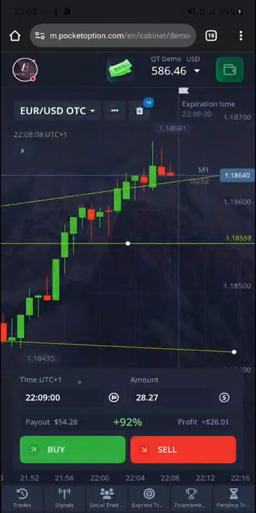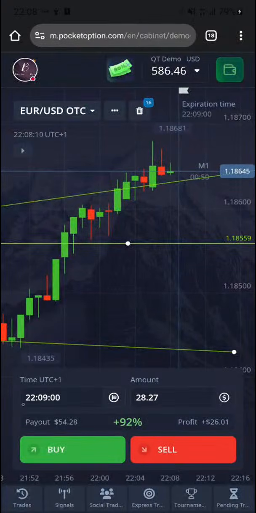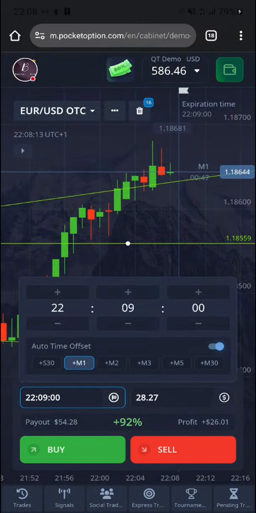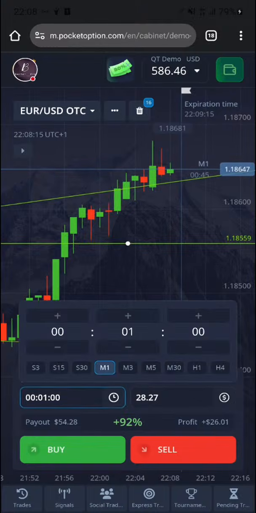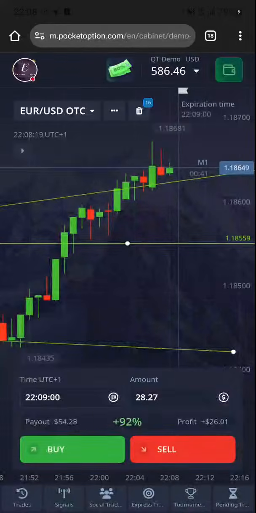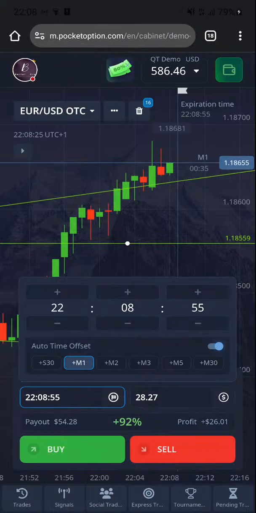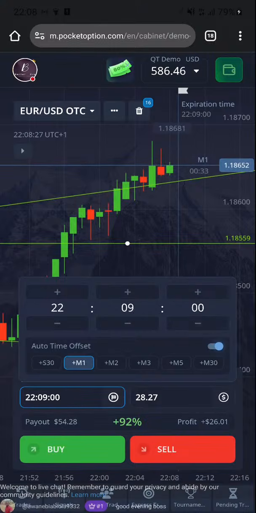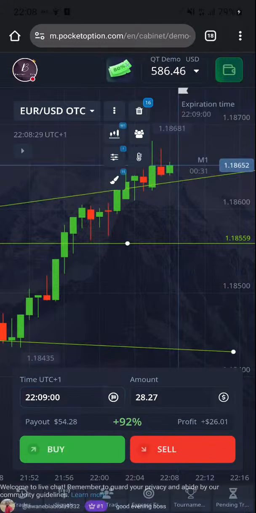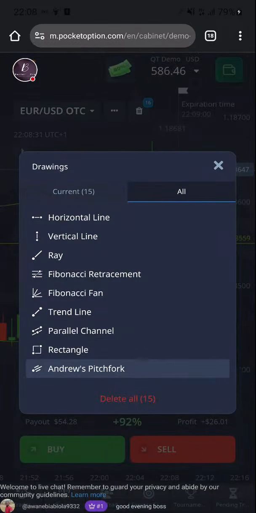So the next thing we need to do is to set this trade time thing here. Now this is a regular one. This is regular clock mode. We're going on M1, but we're going to switch to the flag mode here. And in the flag mode, we choose M1, and we'll make sure that this second hand is on 0. It's very important.